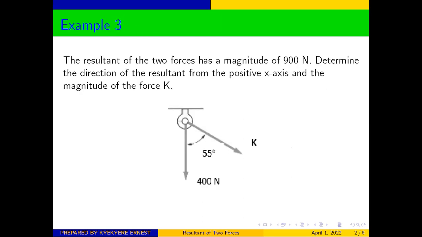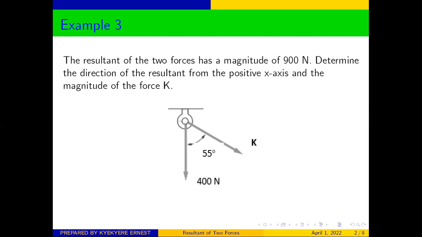Example number 3. The resultant of two forces has a magnitude of 900 newtons. Determine the direction of the resultant from the positive x-axis and the magnitude of the force K.